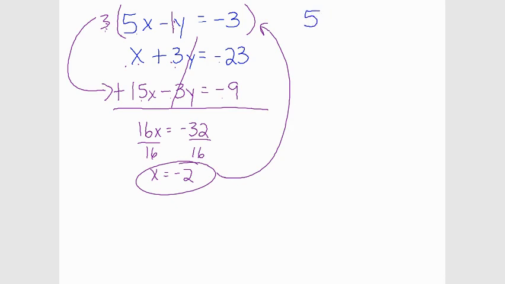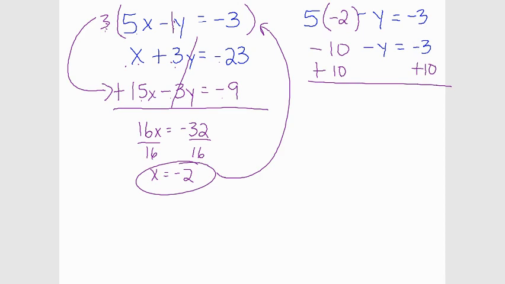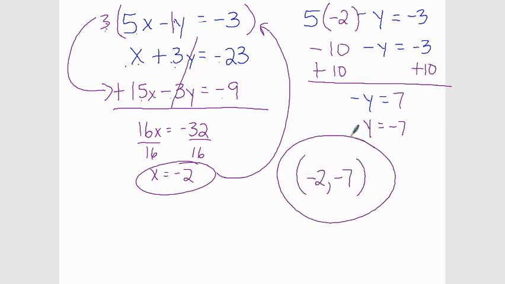We get 5 times negative 2 minus y equals negative 3, and we're just solving a simple equation. So we get negative 10 minus y equals negative 3. Go ahead and add 10 to both sides, and we get negative y equals 7, but we want that to be a positive y, so we say y is equal to negative 7. So our final answer is negative 2, negative 7. And lo and behold, it's the exact same thing that we had in the previous two videos. Okay, awesome. Let's go ahead and go over another one.